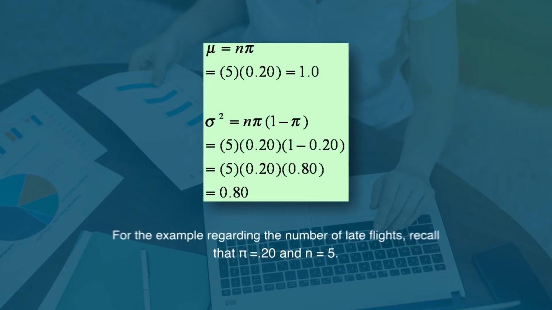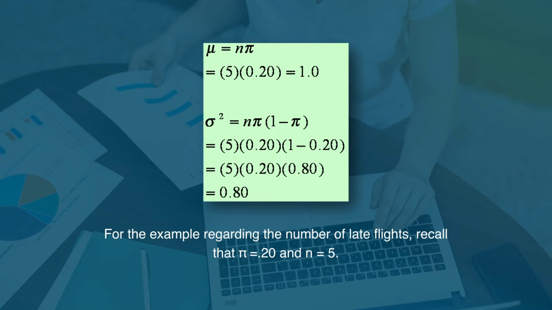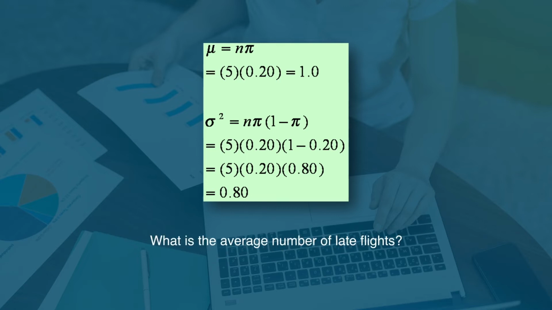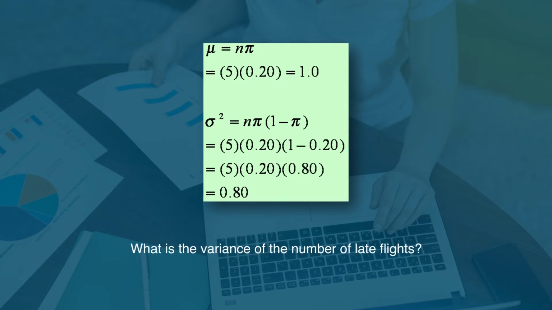For binomial distribution means and variance, there are certain examples. For example, regarding the number of late flights, recall that pi is equal to 0.20 and n is equal to 5. What is the average number of late flights? What is the variance of the number of late flights? Mu is equal to n pi. So this is the way we have calculated, and the value is 1.0. If we take sigma, that is the standard deviation of this probability distribution, the value is the square root of n pi in brackets 1 minus pi, and when we calculate, it comes to 0.8.